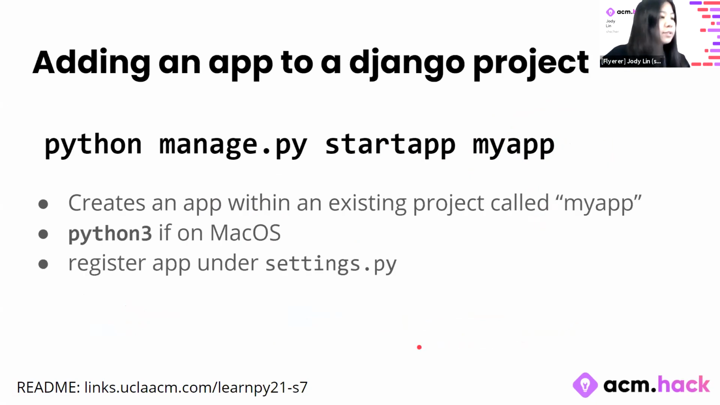And then adding an app to a Django project. Once you've created a Django project, you're going to run this command as well, and this creates an app within an existing project called myapp. This is just a name here. And if you're on macOS, important: I'm going to be running a lot of commands with python today because I'm on Windows, but if you're on Mac, all of your commands will start with python3. Okay, and then I also have this thing, register app under settings.py. I'll get into that in the demo. This is just a reference slide if you need it later.